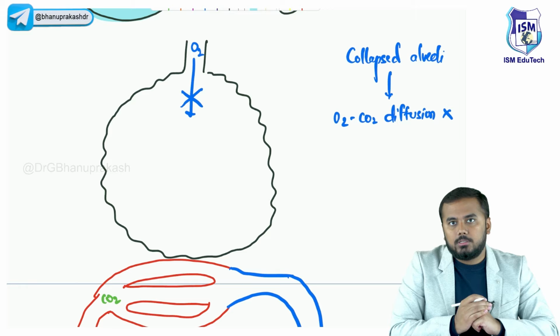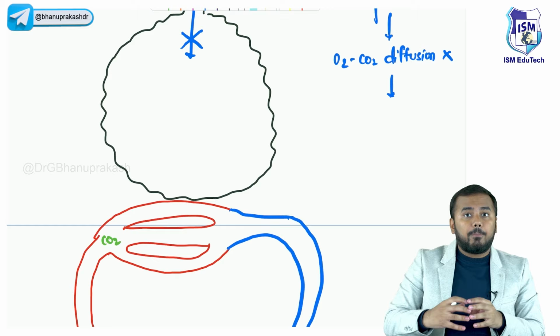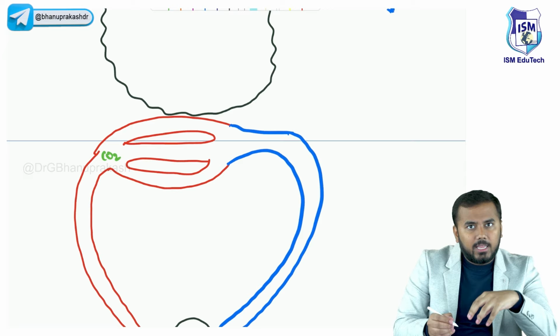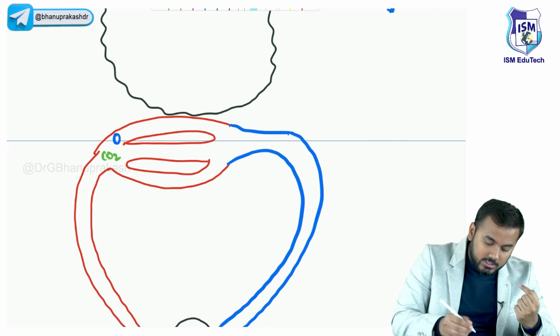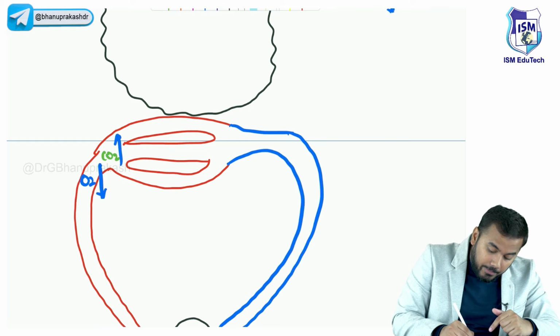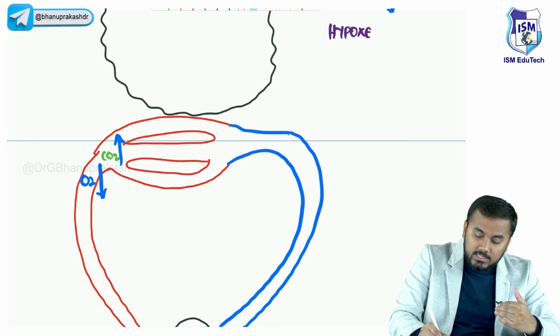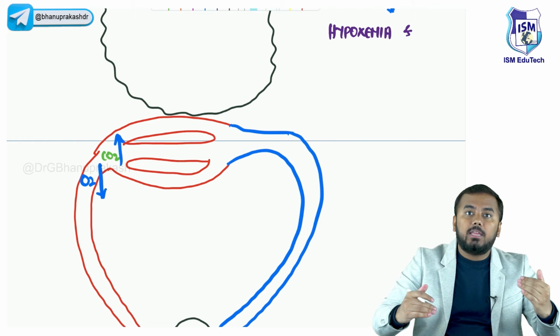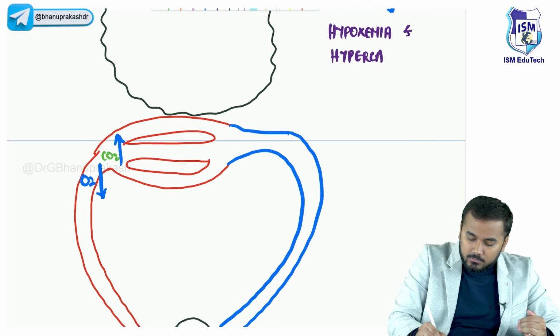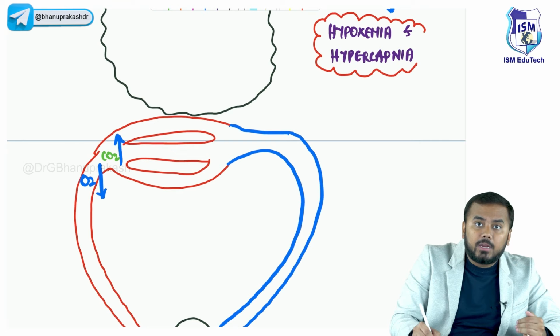Now, when oxygen and carbon dioxide diffusion is not at all taking place, if I ask you what is the status within the pulmonary capillaries, what will you tell? Tell me, is the level of oxygen in the pulmonary capillaries low or high? Oxygen is not coming inside. So, obviously, the level of oxygen within the pulmonary capillaries is low. The level of carbon dioxide within the pulmonary capillaries is high, right? Now look at this. If oxygen level is low within the pulmonary capillaries, you call this condition hypoxemia. And if carbon dioxide level is high within the pulmonary capillaries, you call this hypercapnia.